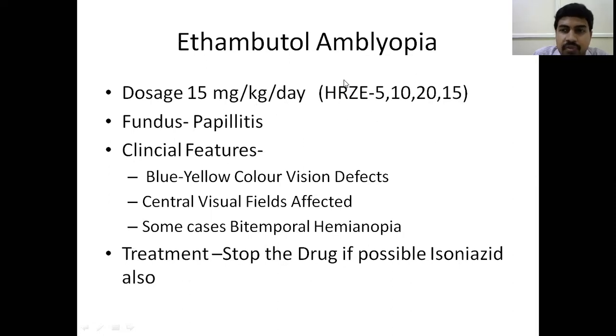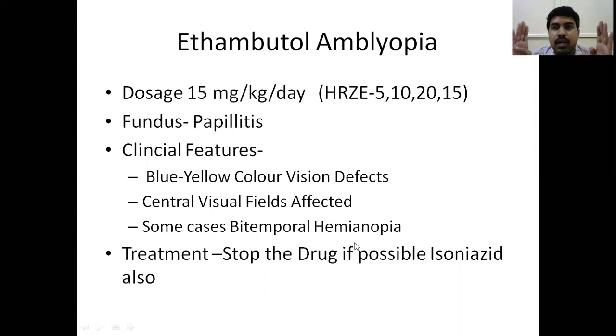So what is the dosage of the antitubercular regimen? In exam, if you don't remember anything, you write H isoniazid 5 milligram per kg per day, rifampicin 10, Z is 20 milligram, and E ethambutol is 15 milligram per kg per day. So dosage is like this. In fundus, papillitis features, that is edema, obliteration of physiological cup, edematous blurring of the margins will be there. And here blue-yellow color vision defects are present initially. Central visual fields are affected, and in some cases bitemporal hemianopia.